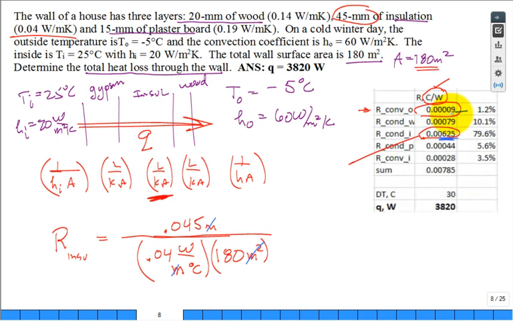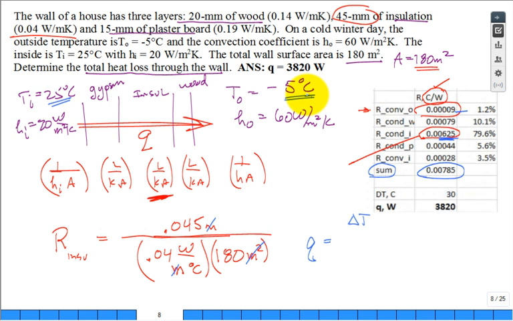Now what I did was I summed them all up, and there's the sum. So if I want to find the Q, isn't it my overall delta T? Now be careful because you're going from 25 to -5. So what's my delta T? 20 or 30? You're going from 25 to -5? It's not 20. That's a common error. It's 30. Thank you very much.